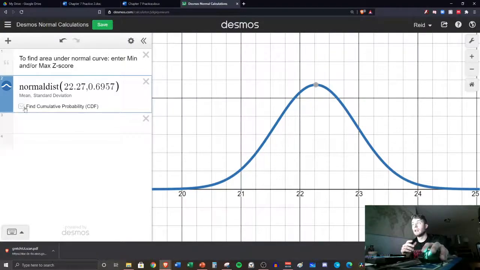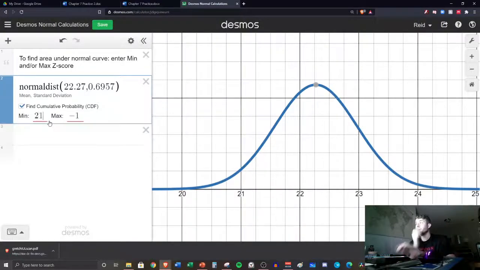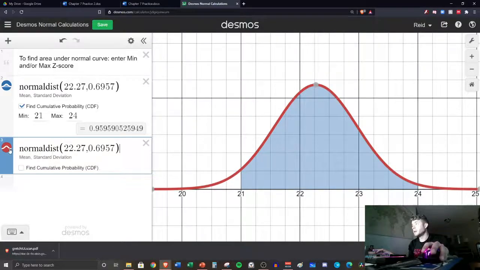Okay, then we can find the probabilities. I want to find what percent of the data is going to be between 21 and 24, and you can see there's the shaded region. Okay, that's a lot of that distribution right there from 21 to 24. So let's compare that to, let me copy this.